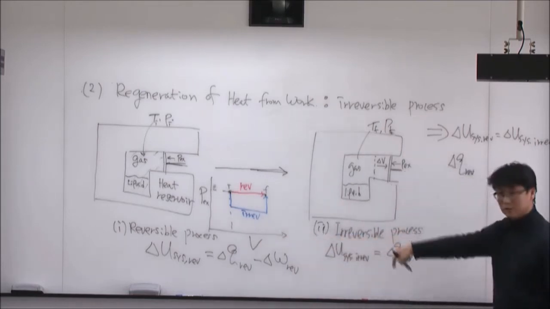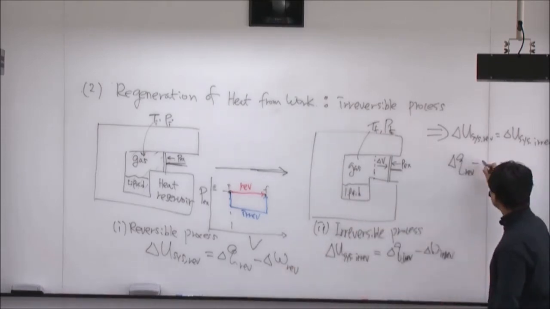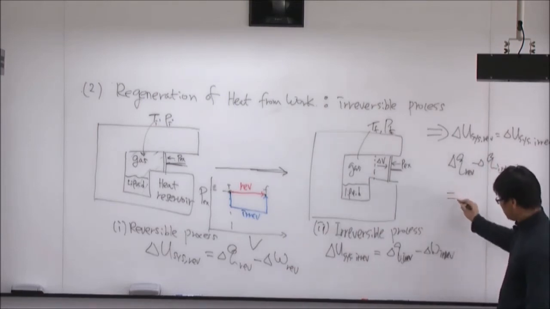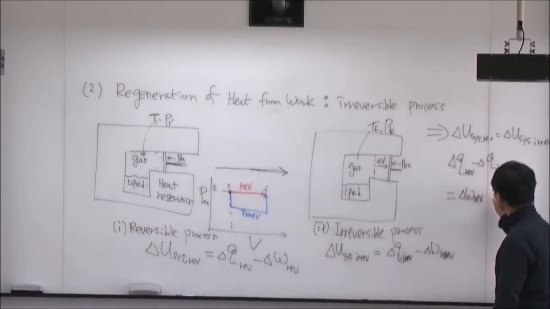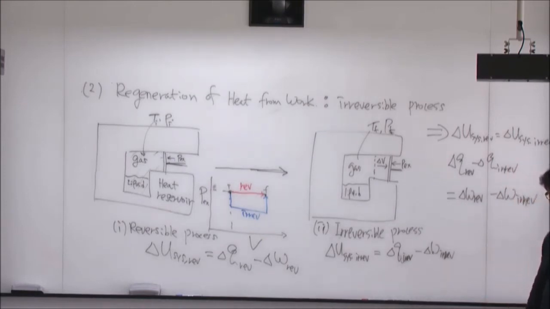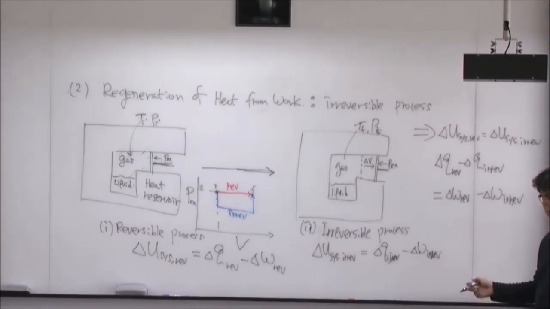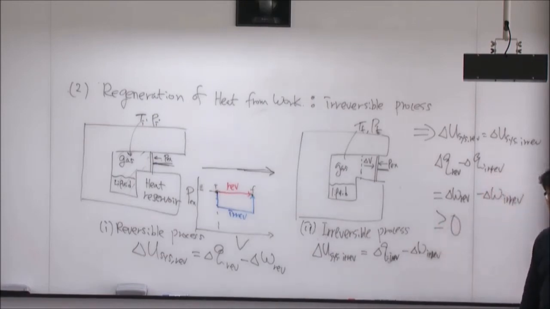So let's subtract one from the other. Then delta Q reversible minus delta Q irreversible equals delta W reversible minus delta W irreversible. You can write it in this way. Is this okay? And this is higher than 0. Is it okay?